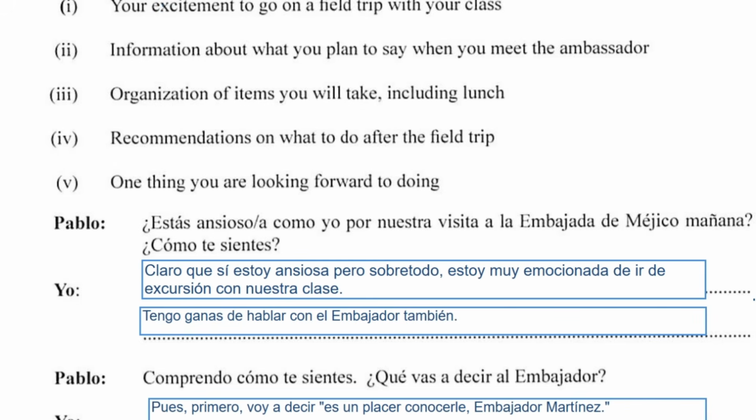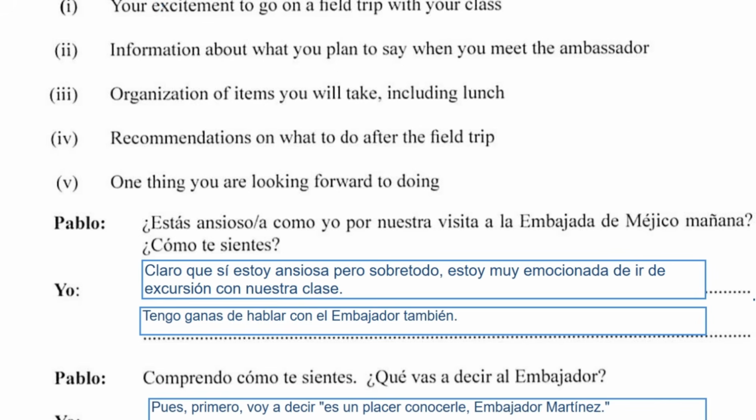So I found it a great segue to mention the ambassador here, since he asked us what we're going to say. So I also added, tengo ganas de hablar con el embajador también. I have intentions, or I look forward to speaking with the ambassador as well. And that shows a great connection between the two sentences, because the next thing he says is, oh, I understand how you're feeling. What are you going to say to the ambassador?